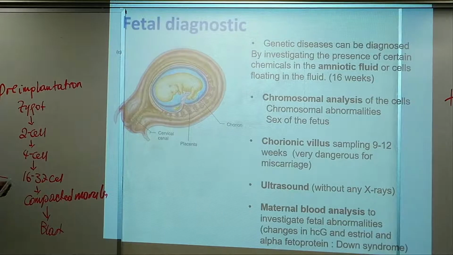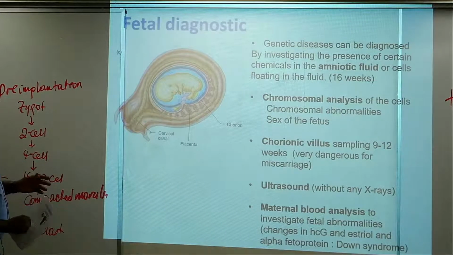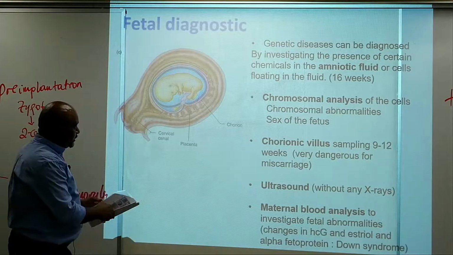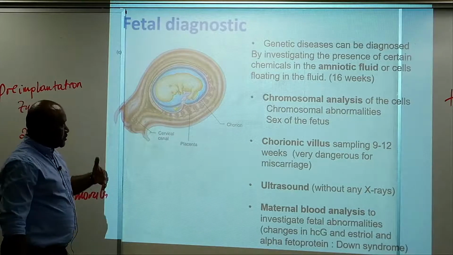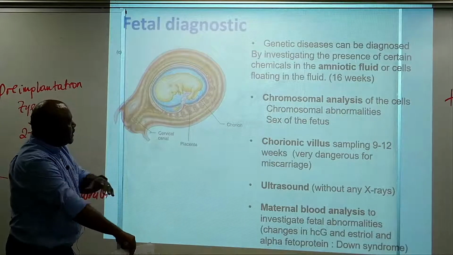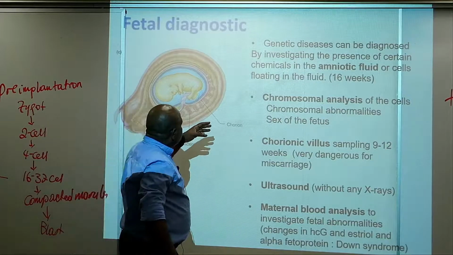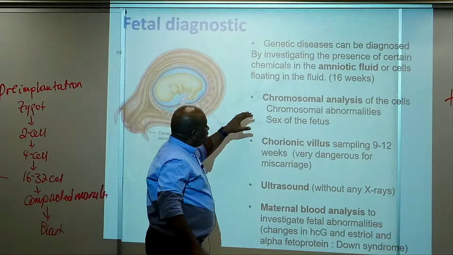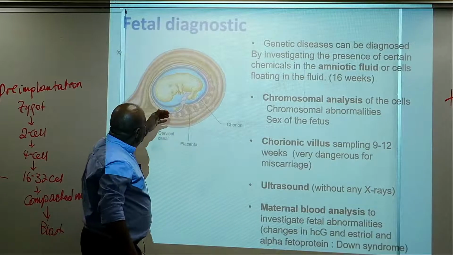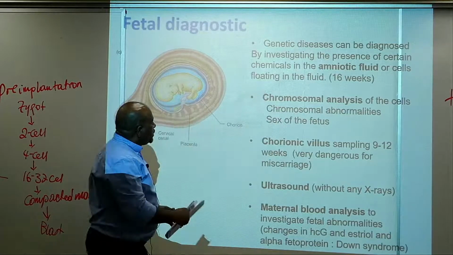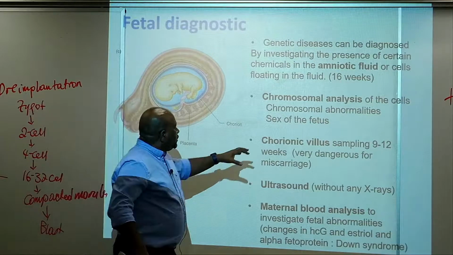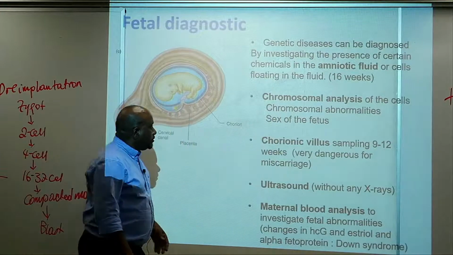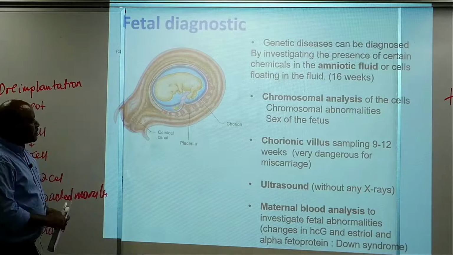There are different ways fetal diagnostics can happen. Fetal diagnostics can be done by taking different types of genetic material to investigate the presence of genetic diseases in the developing fetus. One way is investigating different chemicals in the amniotic fluid of the fetus, or cells floating inside the amniotic fluid can be used to analyze, for example, the chromosomal abnormalities of that specific fetus, or the sex of the fetus can be determined using those cells.